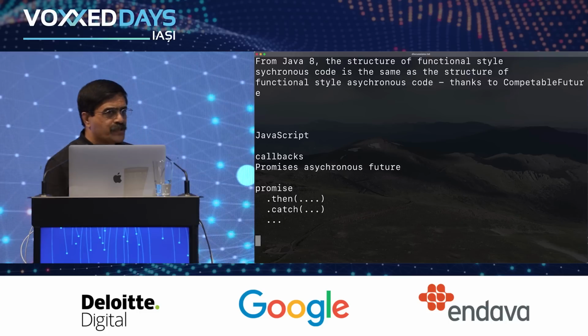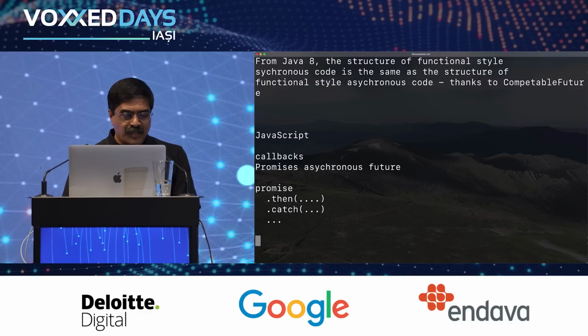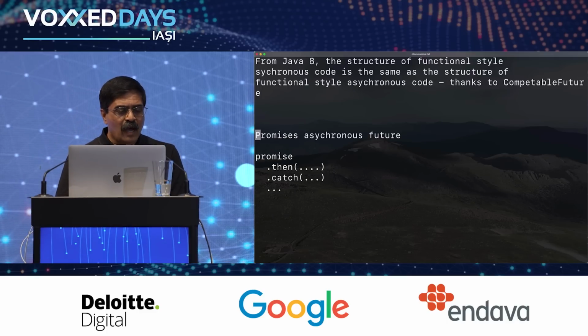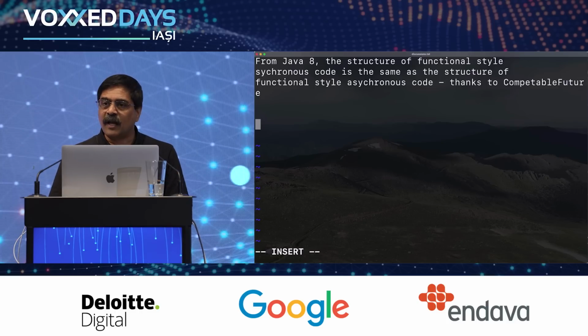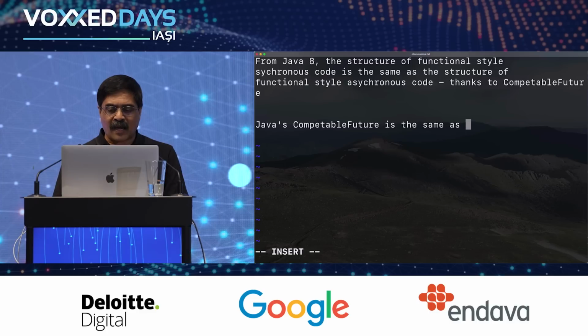So I came across this concept of promises in JavaScript. I've been using this for a few years in my JavaScript code. And then when I came across this concept of completable future, I was amazed to say, whoa, what in the world is that? And then when I started using completable futures, I came to a very grim realization, and that is Java's completable future is the same as JavaScript's, if you will, promises. Essentially, this is exactly the same.